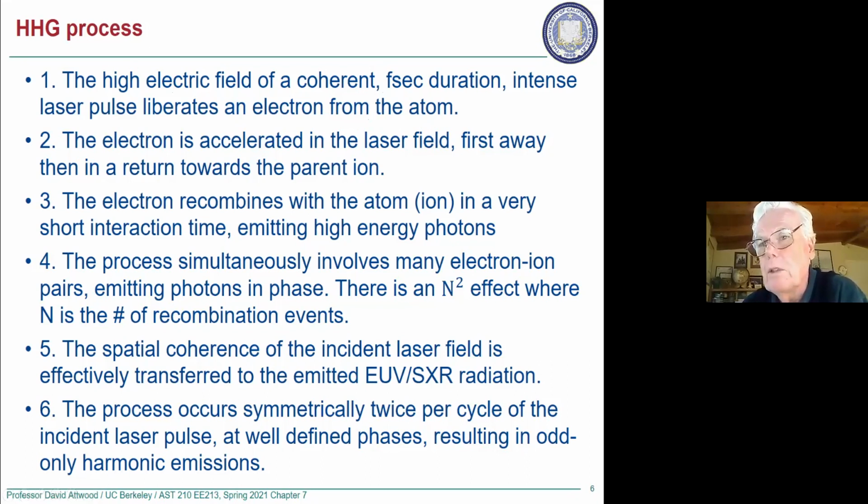And we're always going to be talking about inert atoms, so helium, neon, krypton, argon. And we're just going to be talking about pulling off one electron. Once it's free, the electron is accelerated in the laser field, first away from, and then in a return towards the parent ion, like the picture we showed a little while ago. And then the electron recombines with the ion in a very short interaction time and emits high energy photons. The likelihood of it recombining, we're going to see, is a small number.